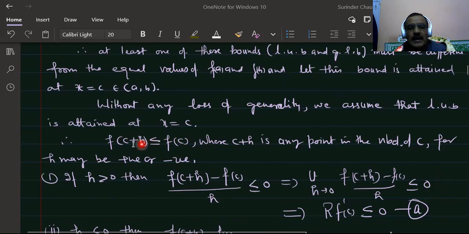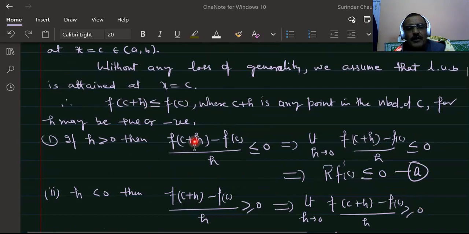If this is less than this, then f(c+h) - f(c) is less than 0. Now, if we divide this inequality by h, a positive number, the inequality stays the same. Now, taking the limit as h goes to 0 of [f(c+h) - f(c)]/h is less than 0. This implies the right hand derivative at c is less than 0.